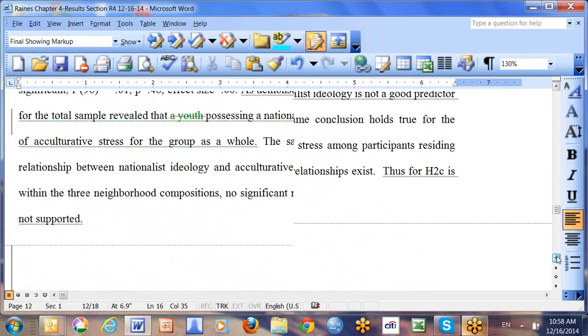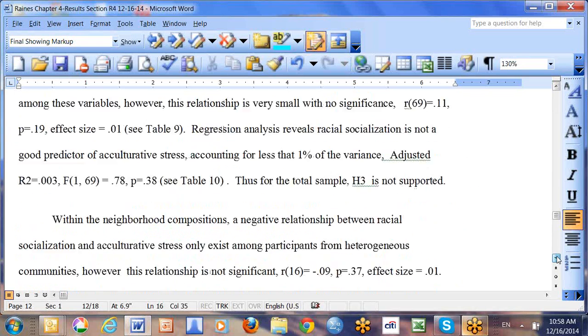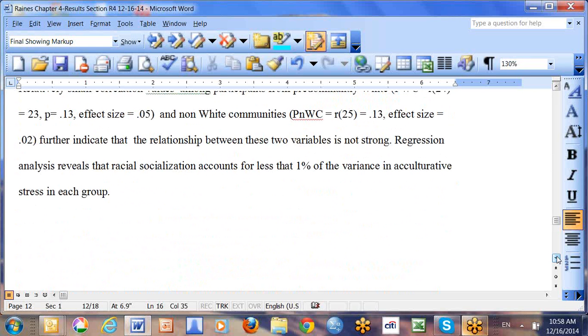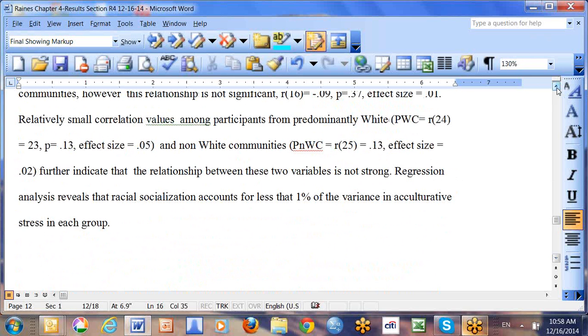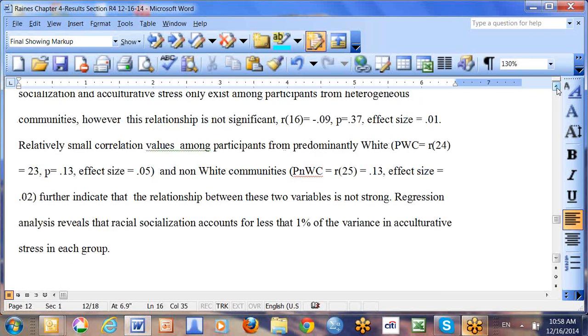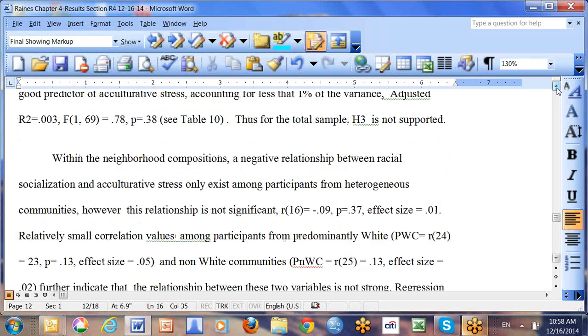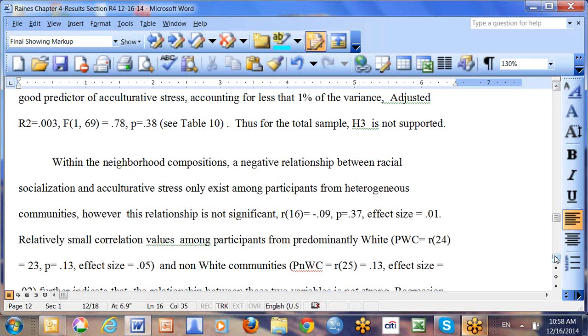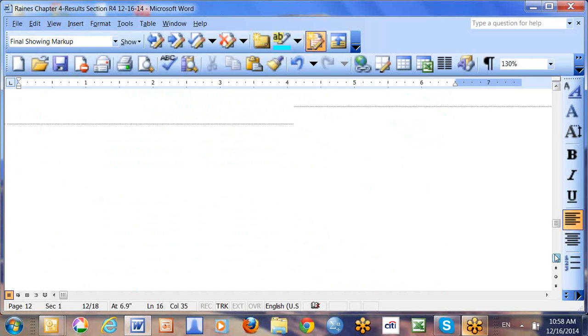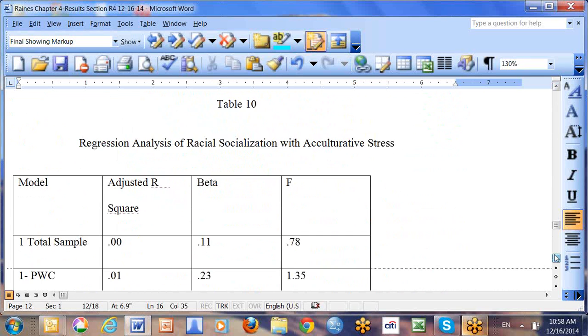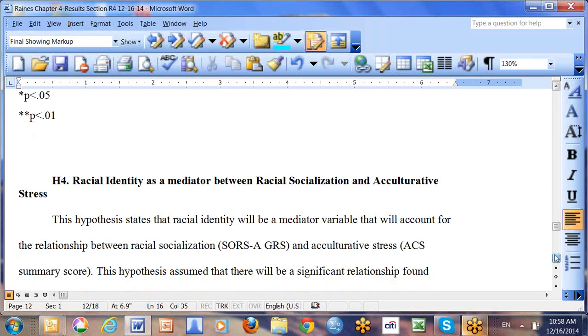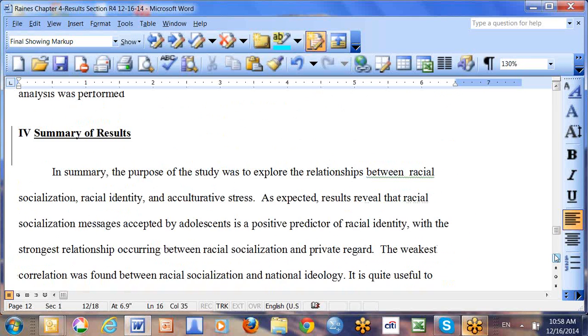So again, just a little editing thingies throughout here. Okay. I want to check this one. Yeah, here I think it actually was 0.03, okay. So that one is less than 1%. So this is the mediator we didn't do.